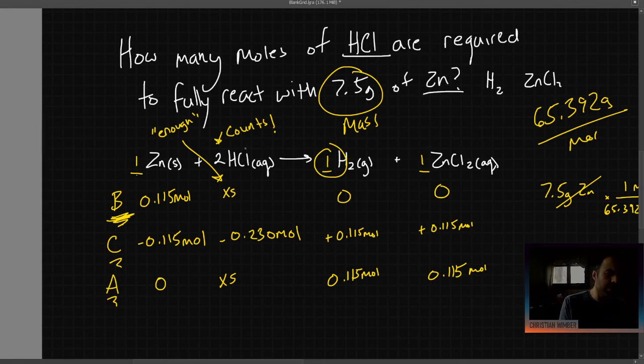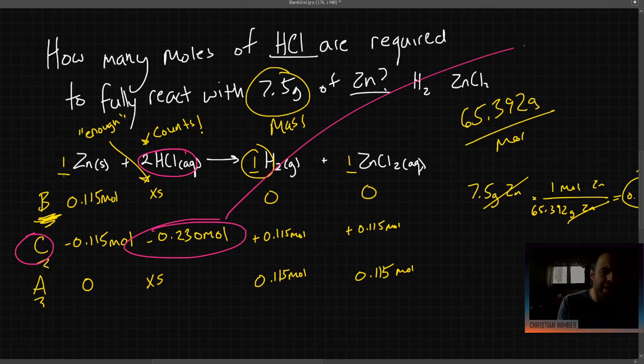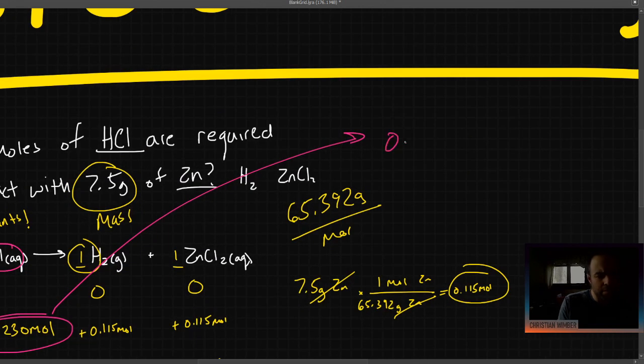So let's look here. The HCl is right here. So which one of these numbers tells me how much HCl I needed? Well, here, the change row. If I'm going to react all of this zinc, I need this much HCl. 0.230 moles. If I don't have that much HCl, I cannot do this reaction completely. I can do a part of it, right? So I'm going to go ahead and say that this must be my answer. 0.230 moles of HCl are required.